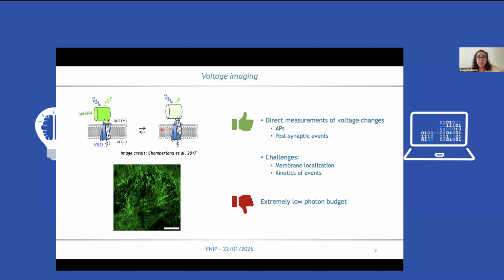The first one is the fact that the indicator has to be localized in the membrane to be functional, and so this reduces the number of molecules that we can record from.